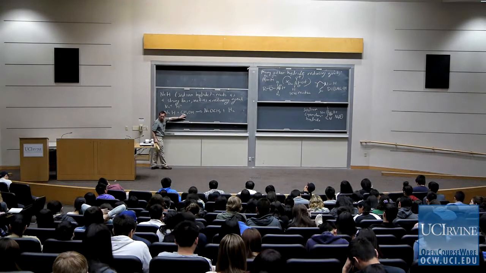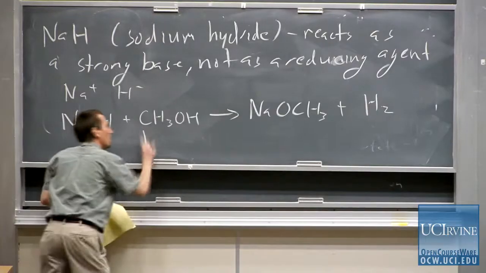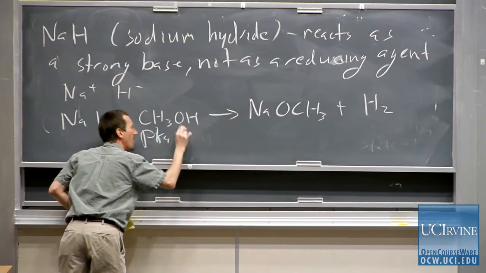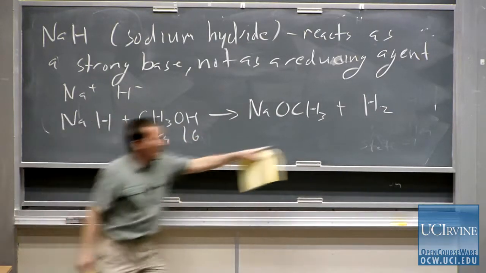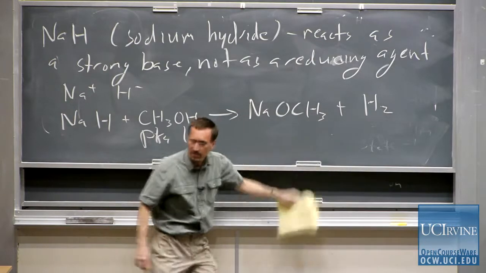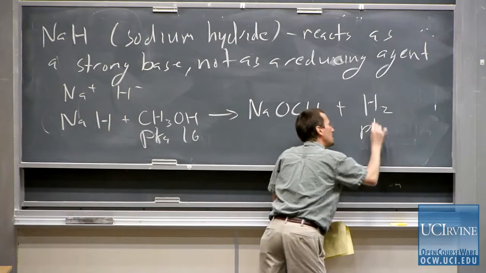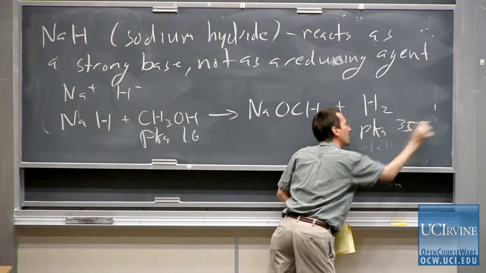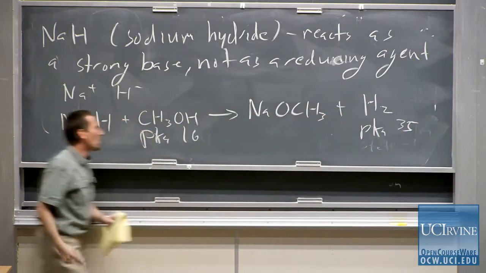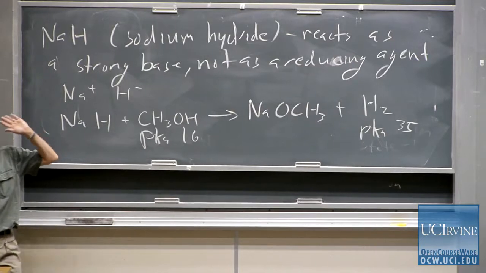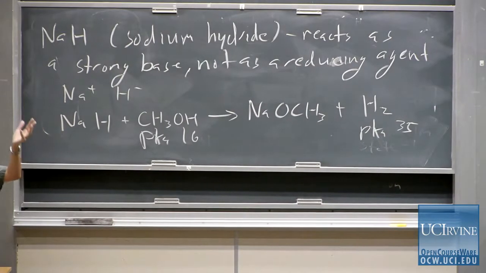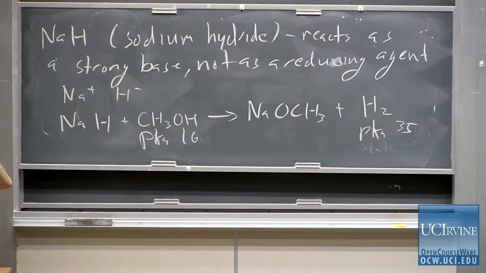The methanol is an acid, pKa about 16 or 17. The hydrogen is an acid on this side of the equation. Its pKa is about 35. It's a very weak acid, whereas methanol is just a weak acid. So that reaction, I won't even write it as an equilibrium. That reaction lies way, way, way to the right.